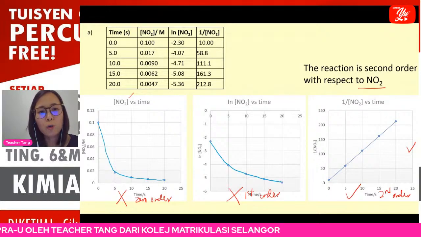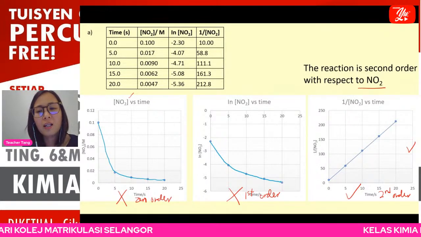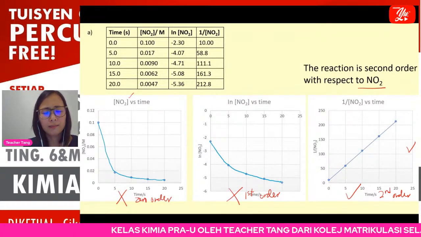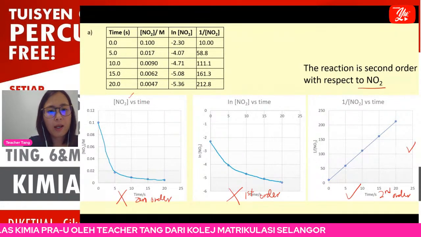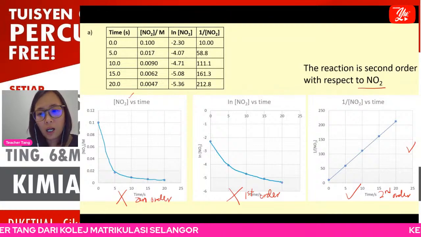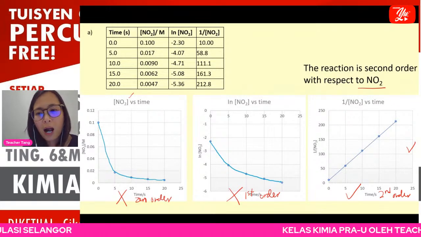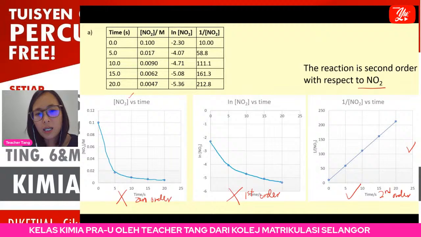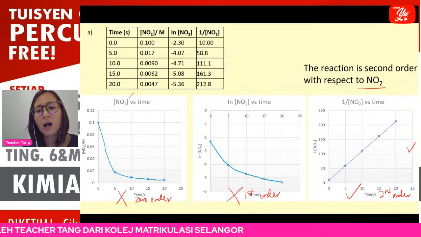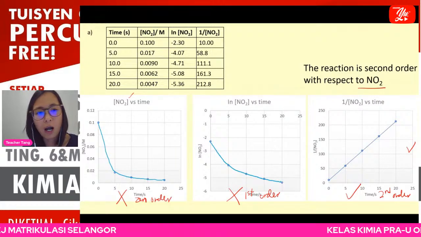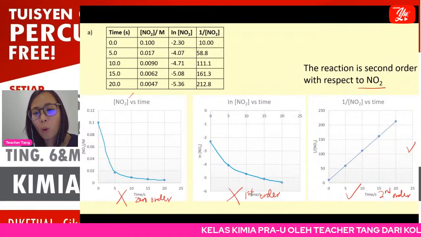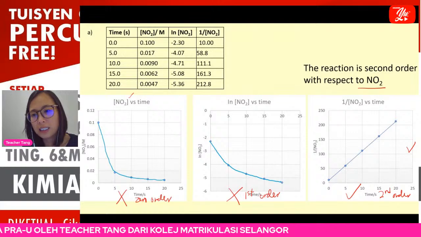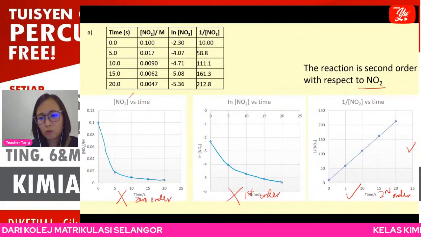So this is how we use the linear graphs to determine the order of a reaction. We need to plot all the 3 integrated rate law graphs: concentration versus time, log concentration versus time, and 1 over concentration of reactant versus time, to see which graph gives us a linear graph, and the linear graph will tell us which order the reaction is with respect to the reactant. And for our example here, we get 1 over concentration of reactant NO2 versus time a linear graph, so it means that the reaction is second order with respect to the reactant NO2.